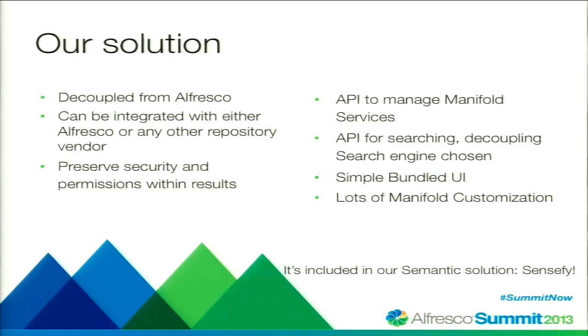Apart from using Manifold, we have created an API to manage Manifold services, and an API for searching, decoupling the search engine that we want to use. In our solution, we offer SolrCloud, the Solr 4 version, currently Solr 4.5, Elasticsearch, and Amazon CloudSearch. They are quite good search engines that use very powerful techniques, and they scale very well. We also developed a simple user interface we are going to see. It's quite easy to configure, to change facets. And we have plenty of Manifold customization. Also included is our semantic solution, Sensify.